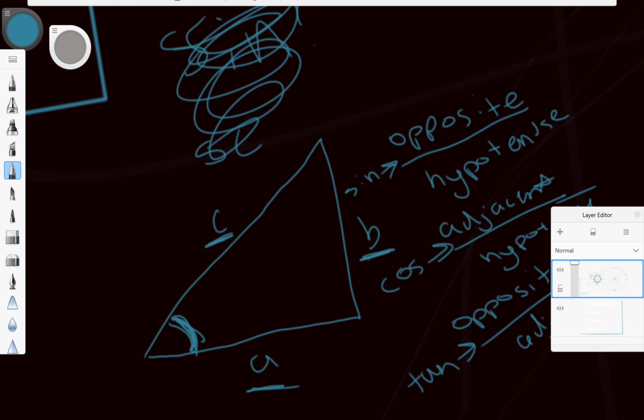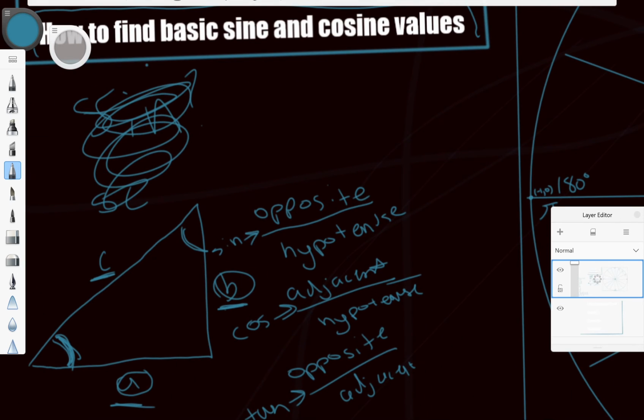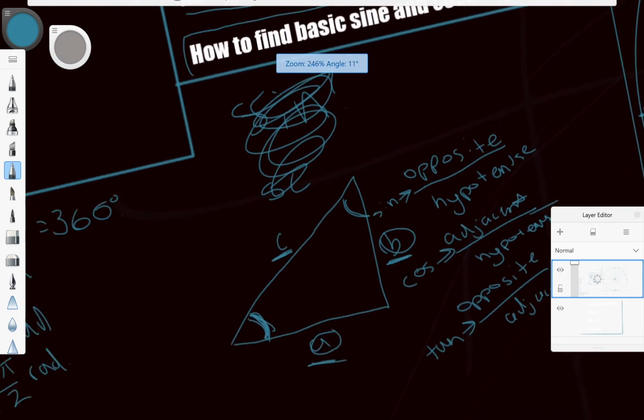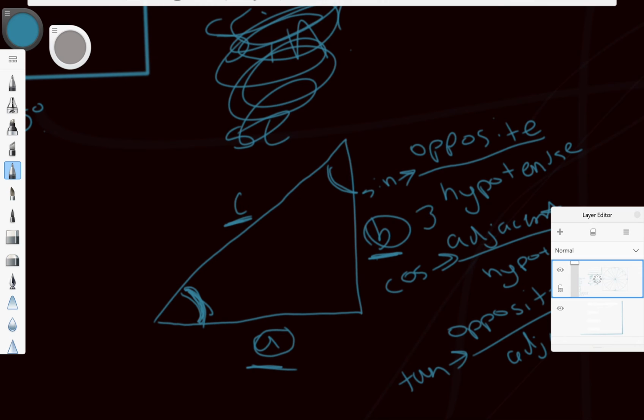And then if you're taking this angle, then this becomes the opposite. This is the adjacent, and C is still the hypotenuse. If we have opposite over hypotenuse, we can calculate this. Let's say it's a 3, 4, 5 right triangle. Sine is equal to 3/5 for this angle. For this angle, it's going to be 4 over 5, right?